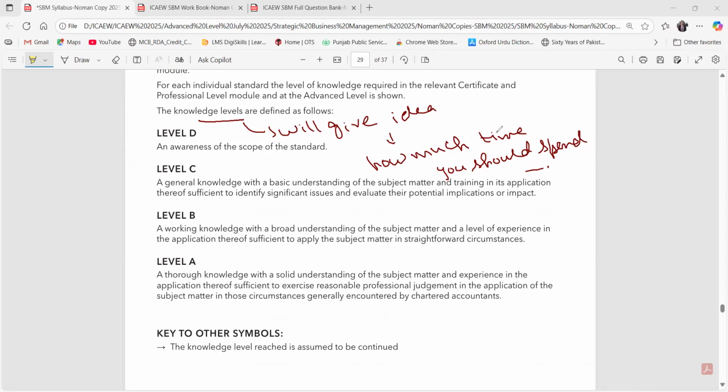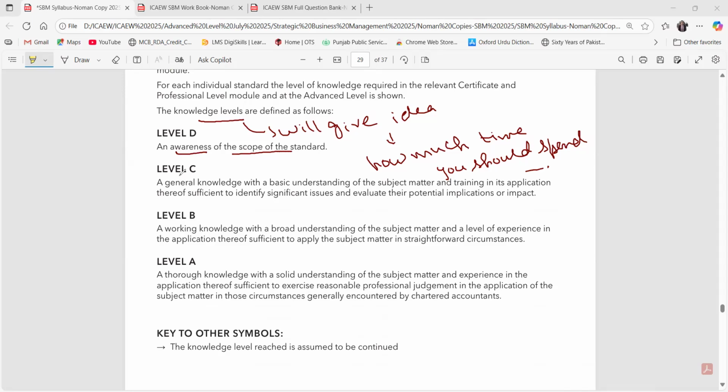Starting with level D, it talks about awareness, awareness of the scope of a standard. It means you just have a very little idea of what the scope of a particular standard is, whatever the name is. That is basically level D. For example, it could be any basic standard, any basic point. That would be considered at level D.